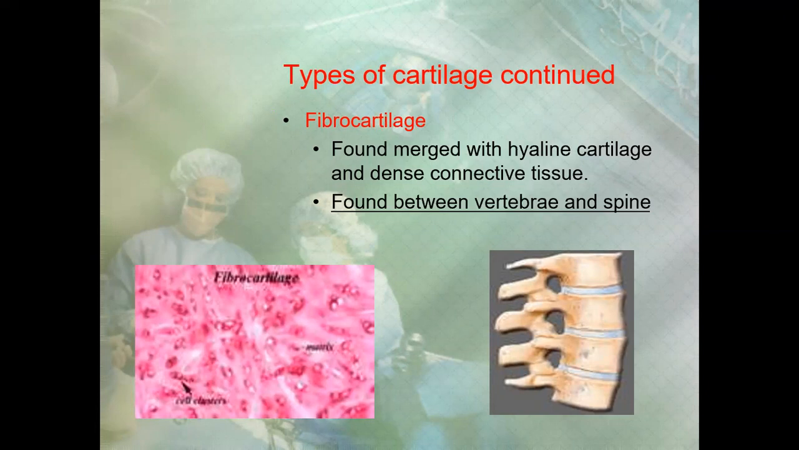So those are the three different types of cartilage. Hyaline, most abundant, clear and glassy. Elastic, can stretch and stretch and stretch over and over and not be damaged. Fibro, very fibrous, resists stretching, and most typically found in the vertebra of your spine.